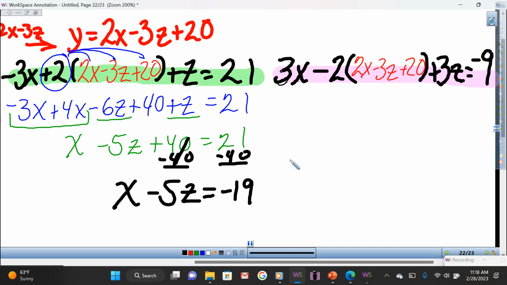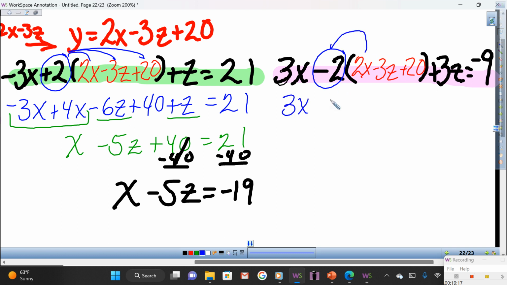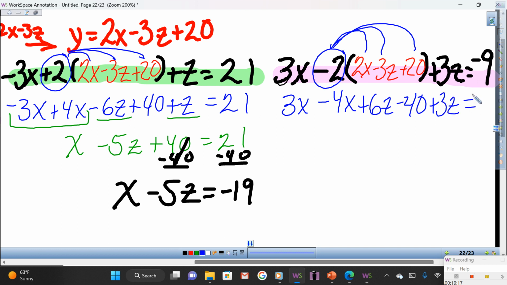All right, simplify the other one by yourself. Go. I'll wait for you. All right, let's see. I'm going to use the same color. So I'm going to start with blue. So I'm going to distribute now the negative 2. Don't forget that negative in front of the 2. So I bring down the 3x. Negative 2 times 2x, that's negative 4x. Negative 2 times negative 3z, that's positive 6z. Negative 2 times 20, that's negative 40. Bring down the 3z, and all that equal to negative 9.